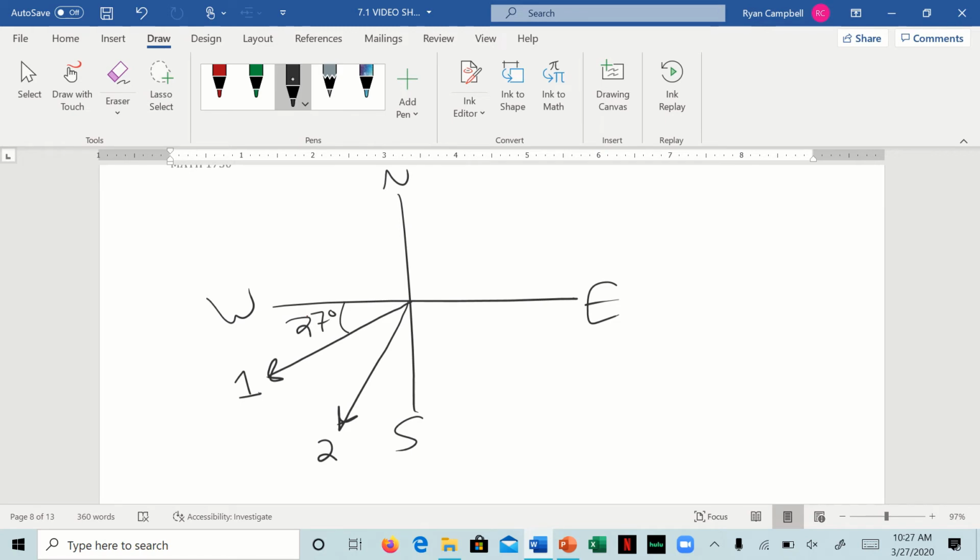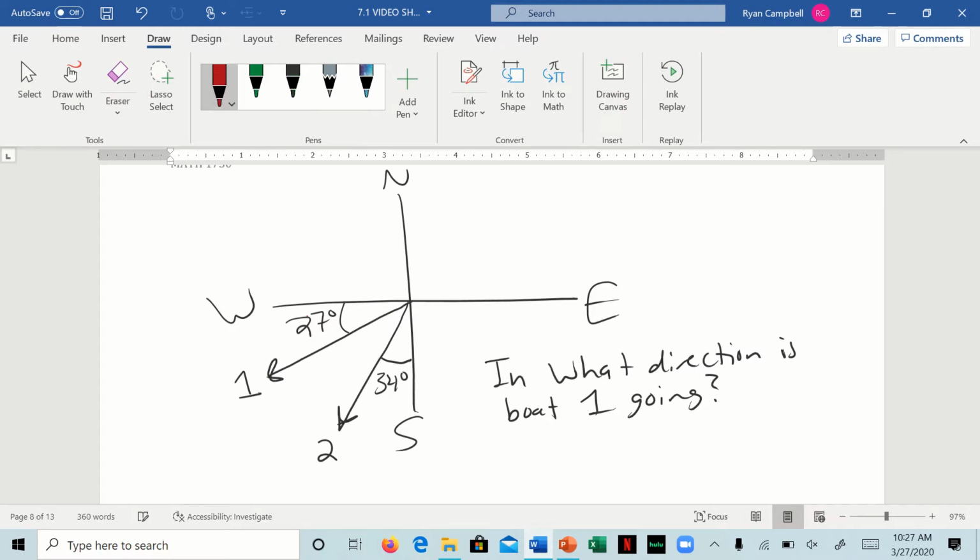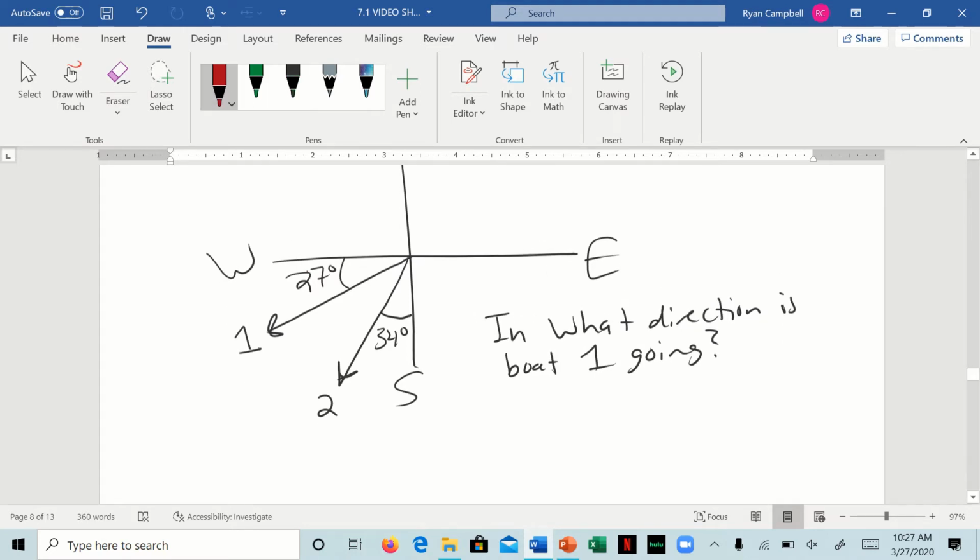We know that this angle is 34 degrees. So the question is, in what direction is boat 1 going? So hopefully you know it is not 27 degrees, right? We're not using that 27 degrees. Why? Because it's not touching the north-south line. It's touching the west-east line. We don't care about west-east, right?